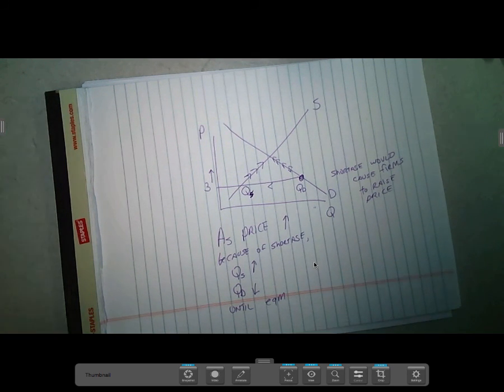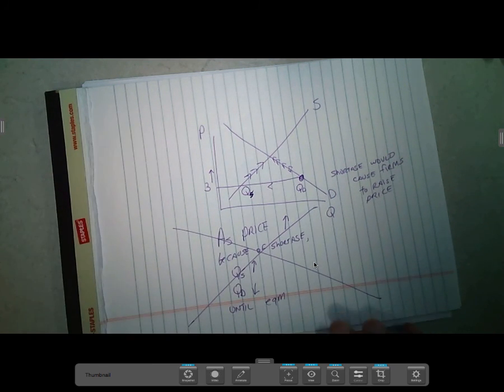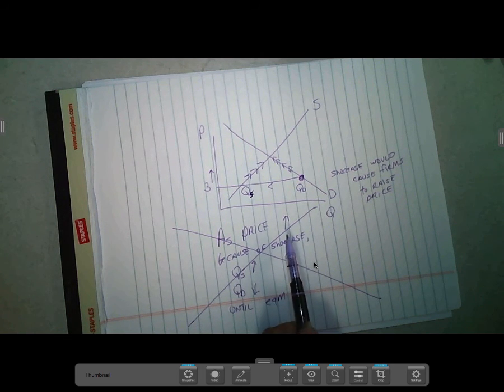But if there's a price ceiling, none of that can happen. If there's a price ceiling, none of that can happen, because in a price ceiling, the price is not allowed to increase. Rather, the shortage just always exists.